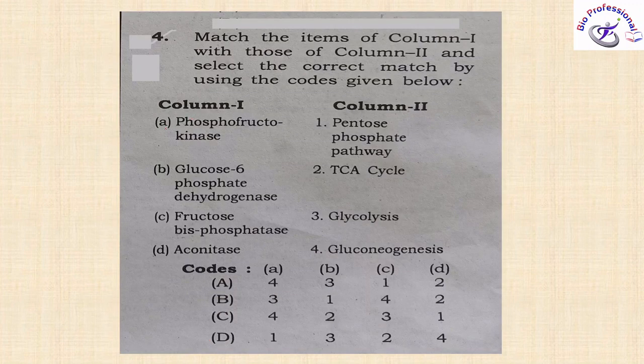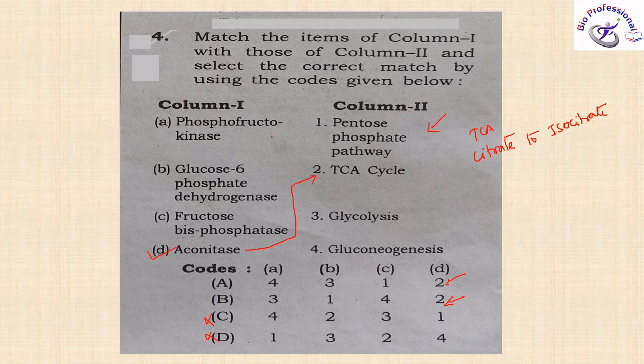These are the names of the enzymes, and these are the metabolic pathways. We have to find out which enzyme works on which pathway. Let me choose first aconitase. Aconitase is present in the TCA cycle, where it converts citrate to isocitrate. So D is 2. Another option also has D as 2, so that option cannot be right, and this cannot be right either. So we have A and B left. Next, phosphofructokinase.